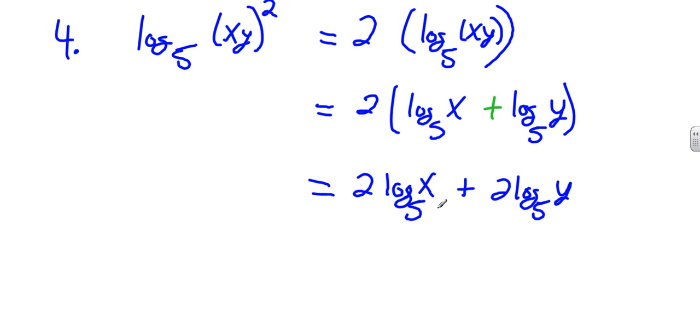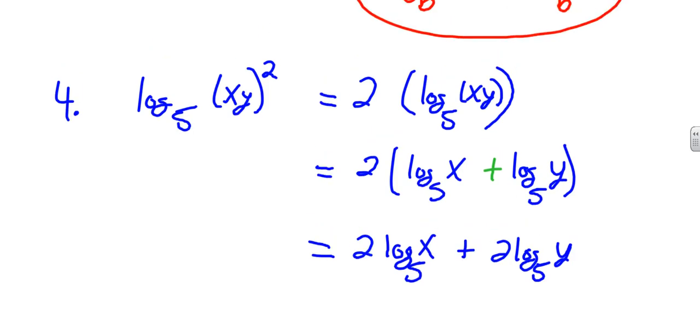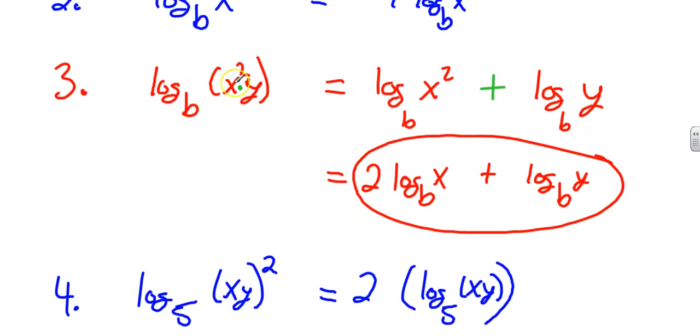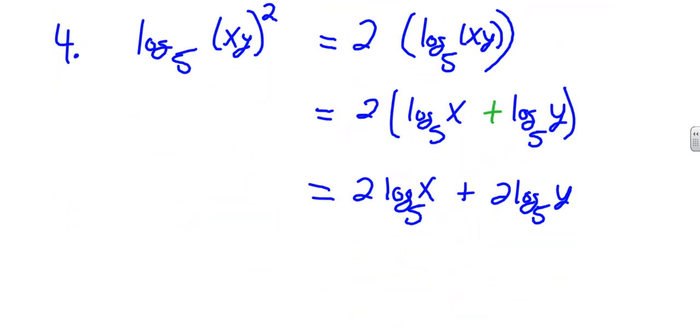So where the 2 is and which one it goes to will make a difference. For the previous problem, it was only x that was squared and not the y, so the 2 only went with the x. This one, it was both of them squared, so the 2 goes with both the x and the y. So it depends on which one is a power. If it's both of them, then it has to be on both parts. If it's only one of them, then it's only going to be on one part.